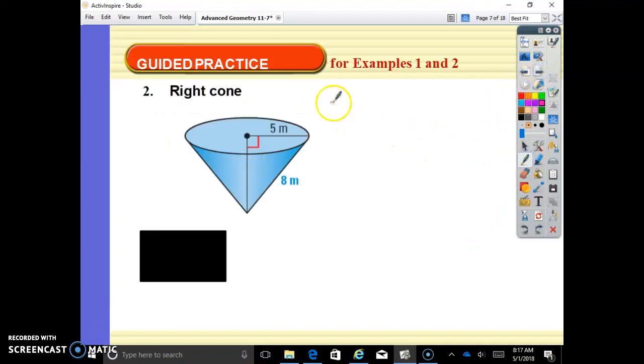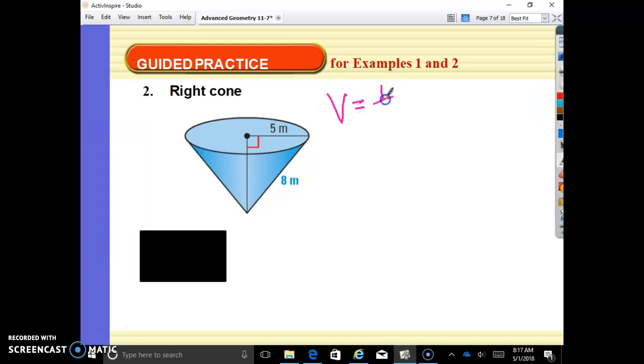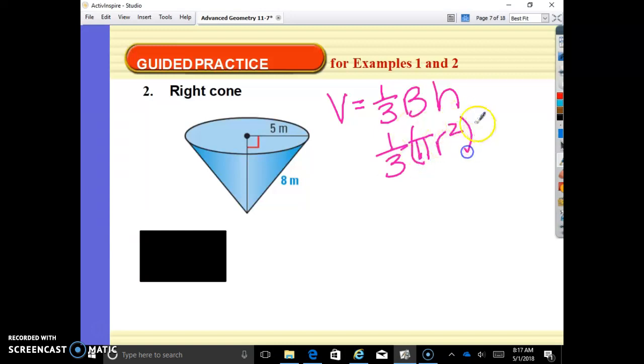What is the volume of the cone? Well, the volume of the cone is 1/3 area of the base times the height. 1/3 pi r squared, the base is a circle, times the height of the pyramid or the cone. 1/3 pi times 5 squared times the height.